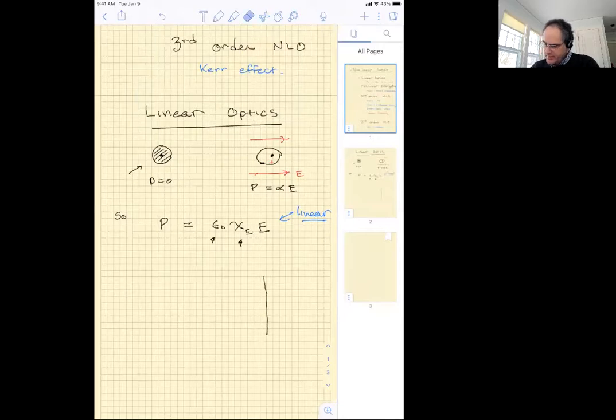Excuse me. And from this, we get a lot of familiar results. We can find that the dielectric constant of the material is just 1 plus the electric susceptibility. And then we find that the index of refraction in a non-magnetic material is just the square root of the dielectric constant, and we're off and ready to go. Okay?